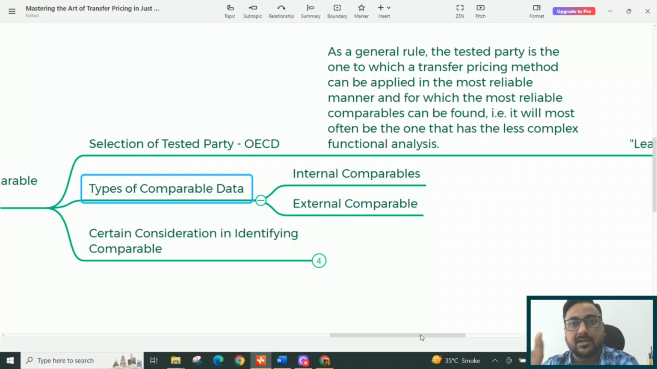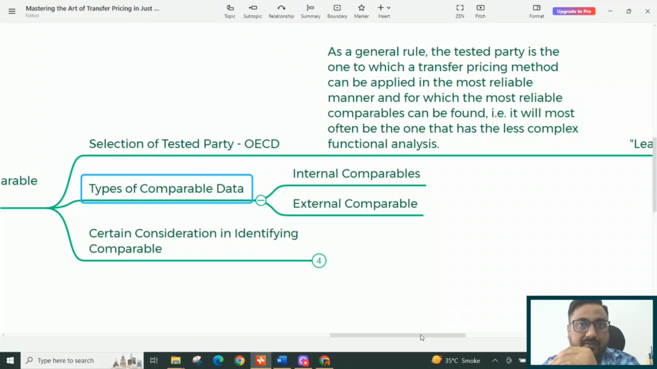First is internal comparable. Internal comparable is nothing but the data which is available with the taxpayer, assessee or the company, right? It may happen in a situation where the product is being sold by the taxpayer to its related party and the same product is being sold by the taxpayer to an unrelated party. So if I am comparing the prices in both the scenarios, that is with related party and with unrelated party, then they are called internal comparables.